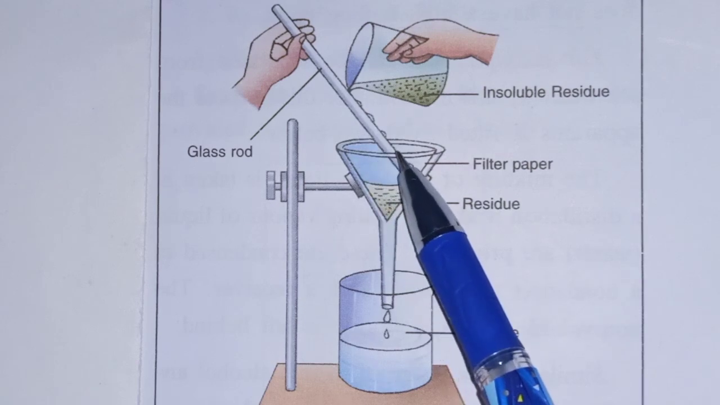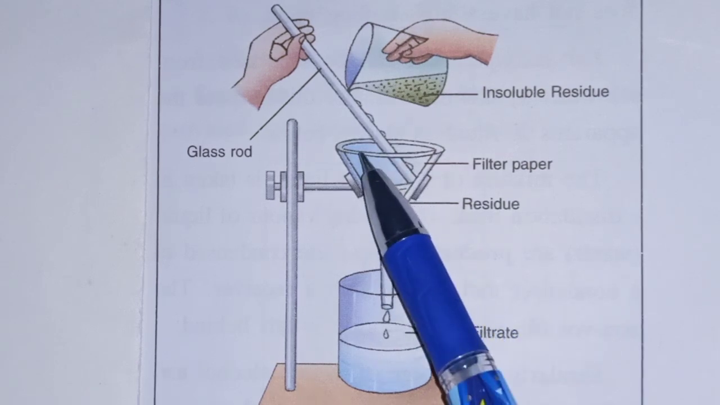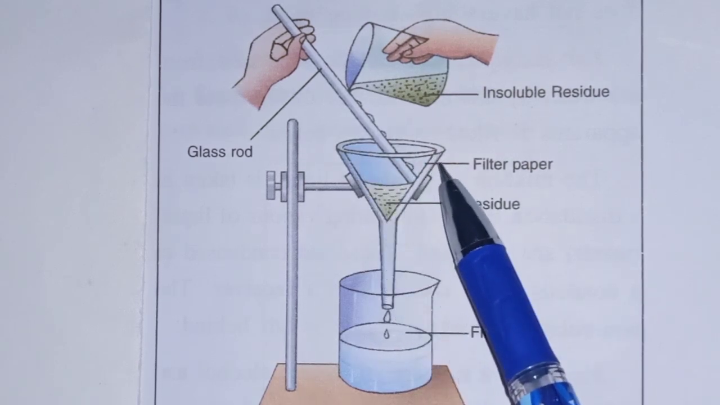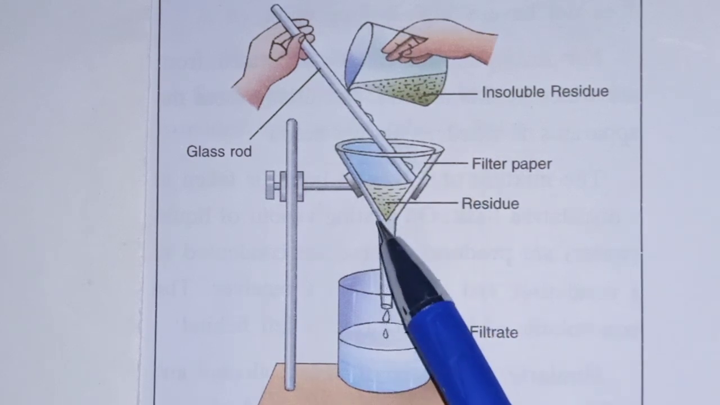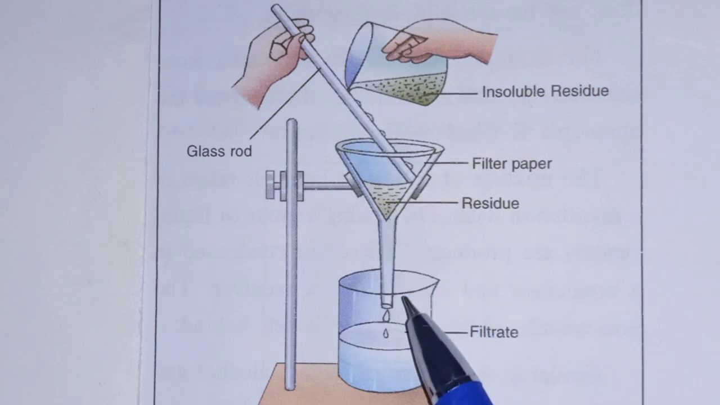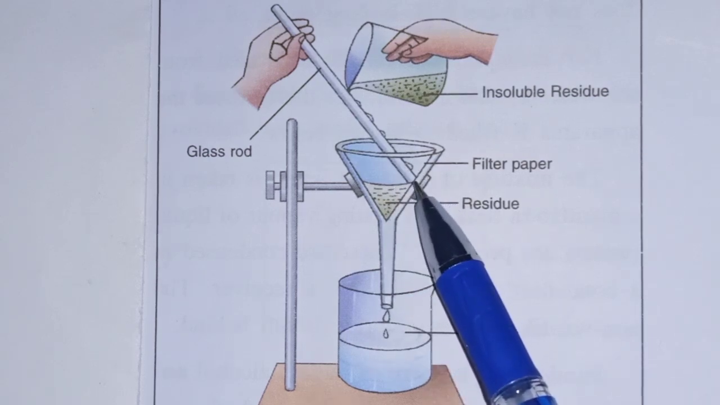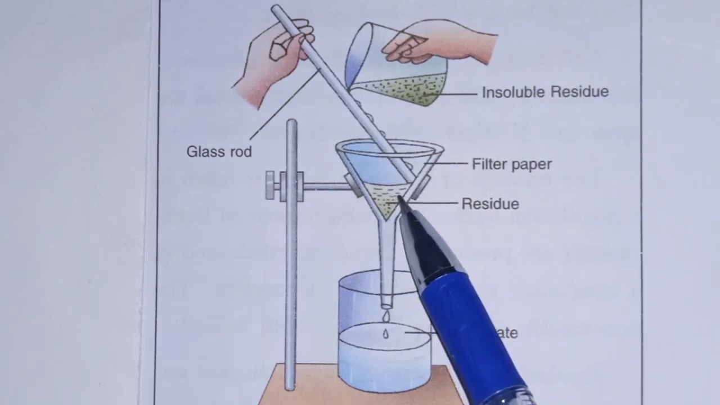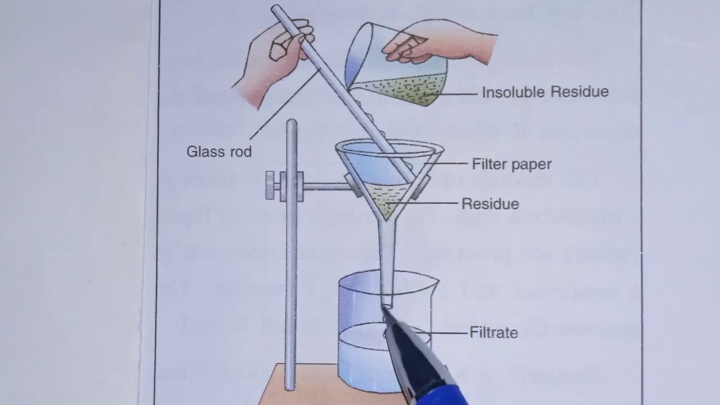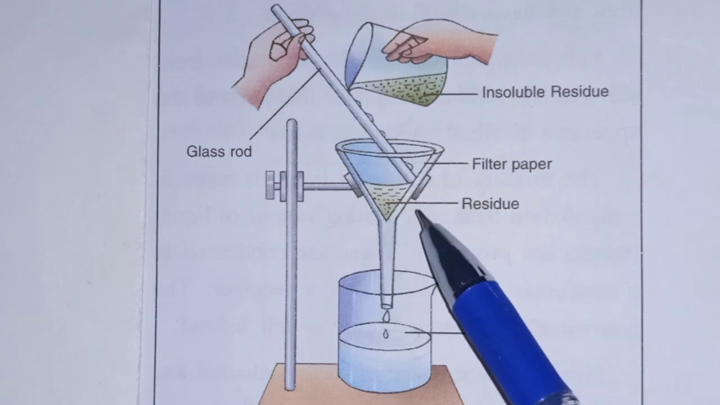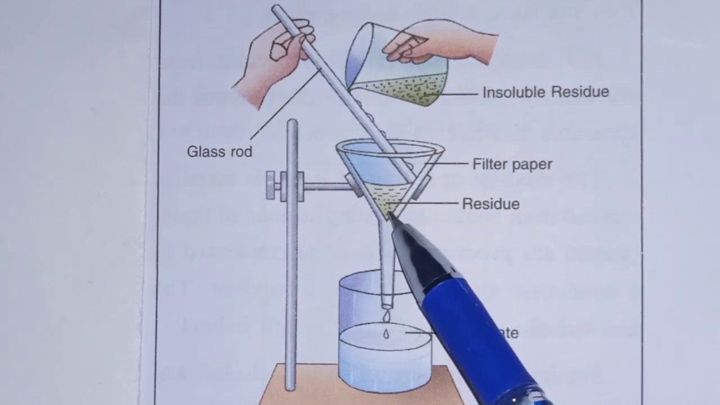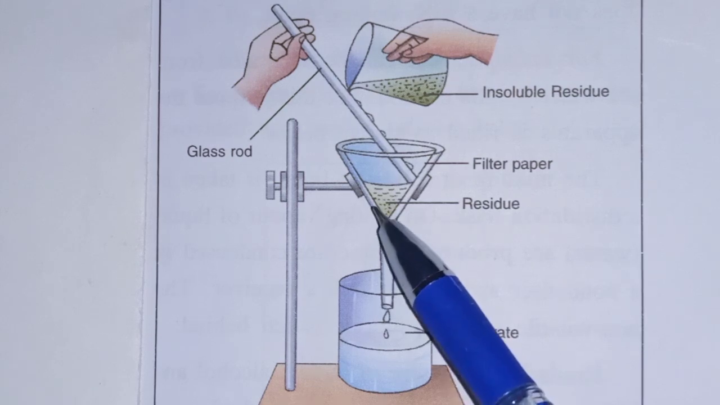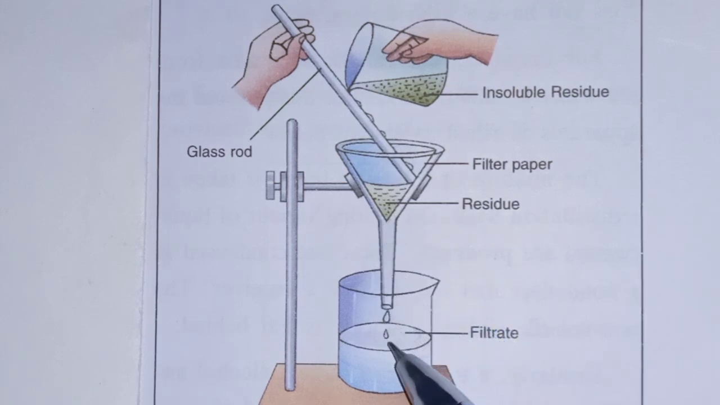Through the glass rod we pour this mixture onto this filter paper, which is in cone shape, and this is the funnel holding the filter paper. When the mixture is poured slowly onto the filter paper, you will see that only water can pass through it, because the filter paper has very small pores which allow only water to pass through.